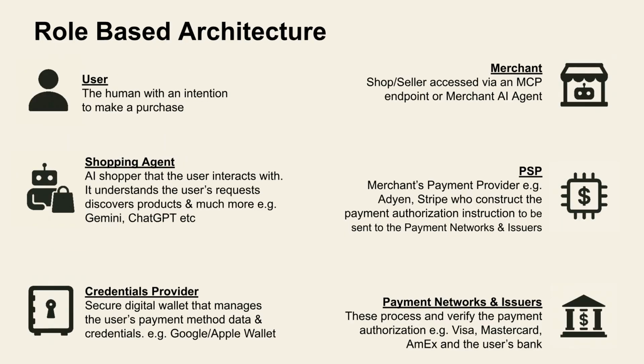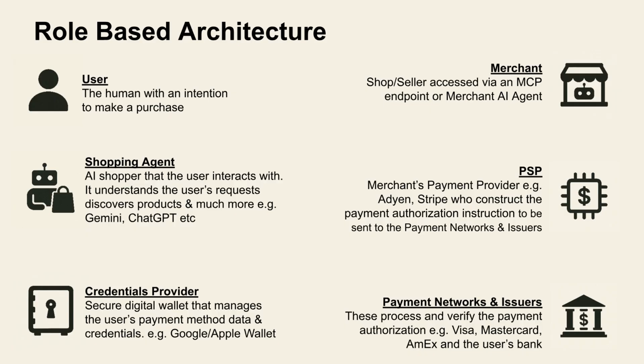AP2 uses a role-based architecture that involves these 6 actors. First, the user. This is a human with an intention to make a purchase. Next, the shopping agent. This is the AI shopper that the user interacts with. It understands the user's requests, searches and discovers products, and so much more. Examples include Gemini and ChatGPT. Then there's the credentials provider, a secure digital wallet that stores the user's payment method data and credentials. Examples could be Google Wallet, Apple Wallet, or PayPal.